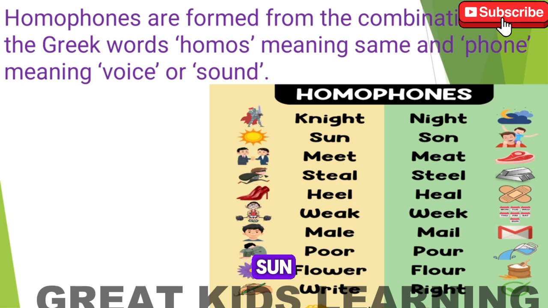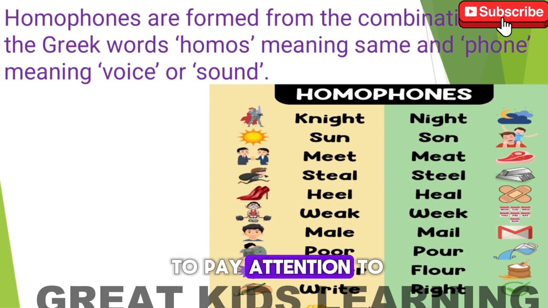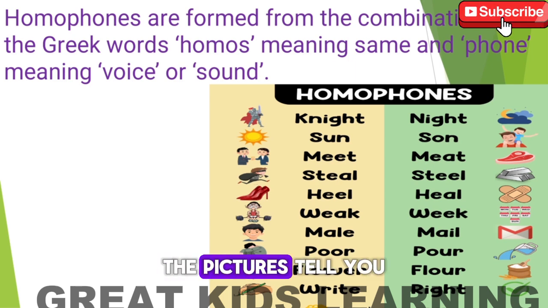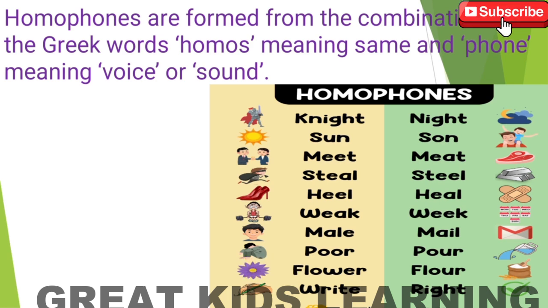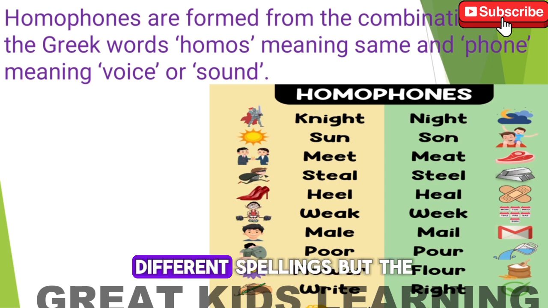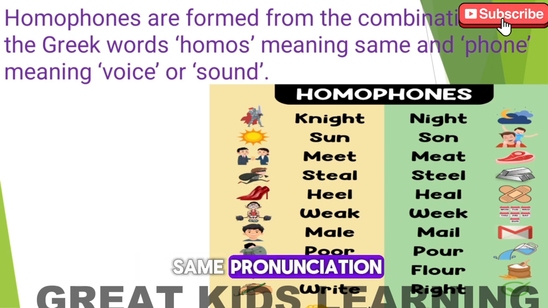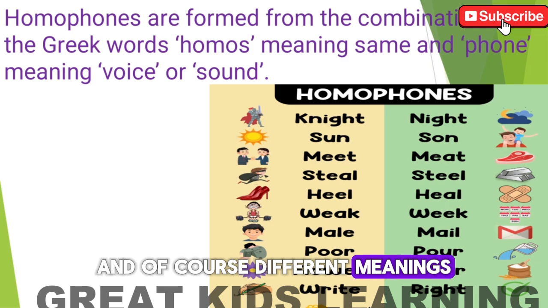Sun, sun. Meat, meat. Still, still. I need you to pay attention to their spellings. Hill, hill. Can you see the pictures beside them? The pictures tell you about the words, okay? Week, week. Male, male. Paw, paw. Flower, flower. Right, right. Can you see? Different spellings, but the same pronunciation, and of course, different meanings.